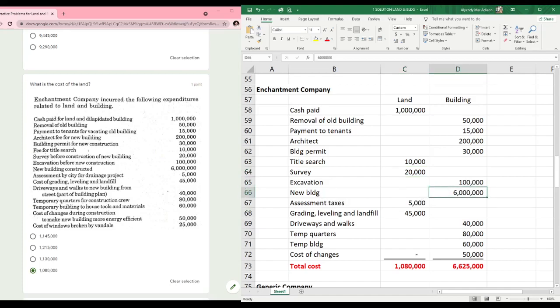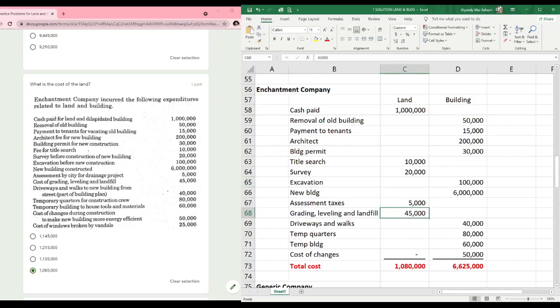Assessment by city for drainage project. So when we say assessment, this is the taxes paid because of the increase of the fair value of the land due to the improvement made by the city, so that is under the land. Grading, leveling, and landfill, these are actually improvements for the land, so that is under the land.